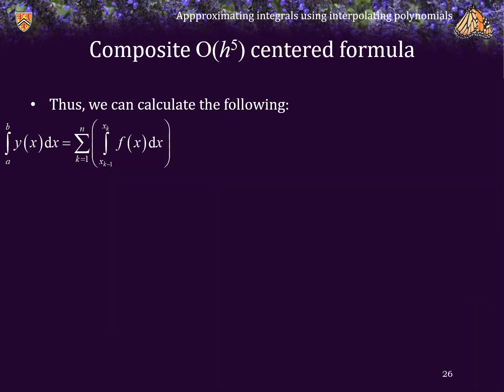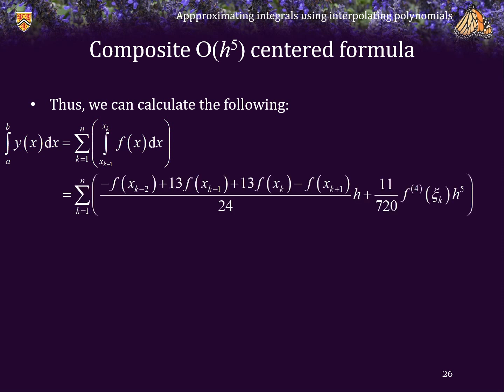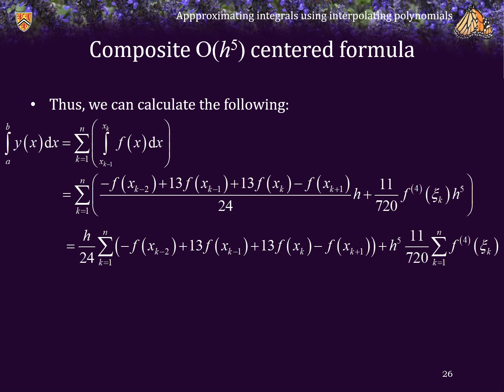Now instead, we could approximate the integral on each of the subintervals using the order h to the 5th centered approximation. So there's the formula for each of them plus the error term. And we can, of course, split the sum into 2 separate sums. The first sum is the approximation. The second sum is the error.